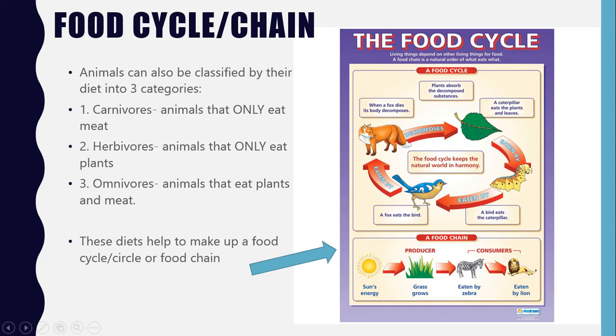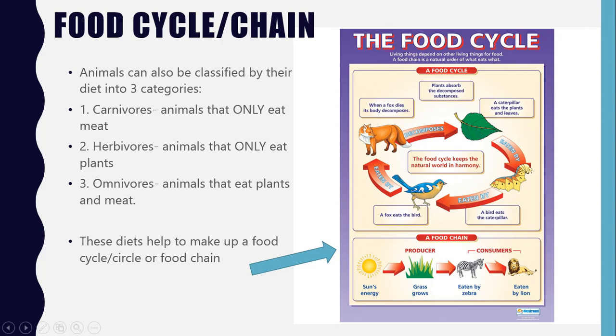So then the cycle starts again. The tree grows, the leaves come out, they get eaten by the caterpillars, get eaten by the bird, gets eaten by the fox, and then when the fox dies, its body decomposes into the soil, which then we have the plant, okay?